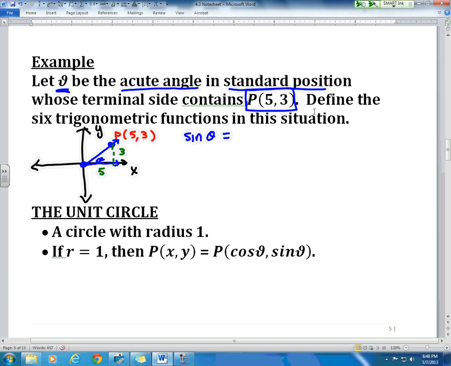In order to find that value of r, we could use the Pythagorean theorem. So 5 squared plus 3 squared is equal to r squared. 25 plus 9 is 34, so r squared is equal to 34, and r will be the square root of 34. Now remember, it's technically positive or negative, but because we're dealing with distance here, we're just going to assume the positive value. So sine of theta will be equal to the y value over the r value, 3 over radical 34, which is 3 radical 34 over 34.